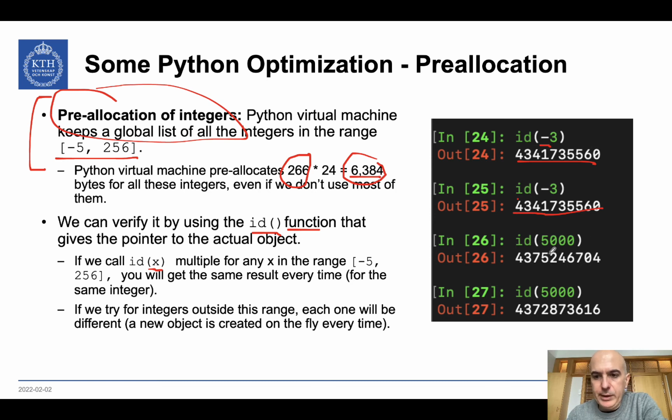If I try to do the same trick with id, but in this case I take a number that is outside this range, and later I run the very same command again, I will get another number, so a different reference. While these others are pre-allocated, because I'm using an index that is within the range -5 to 256.